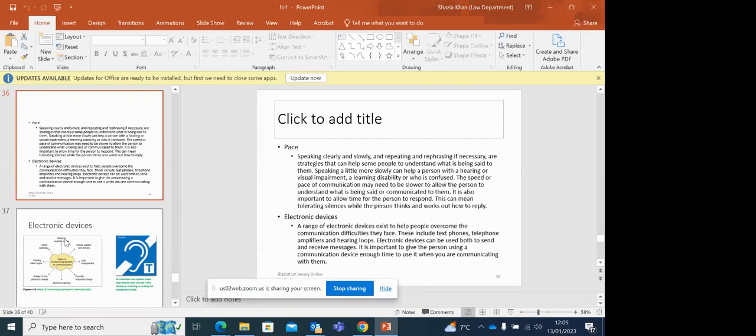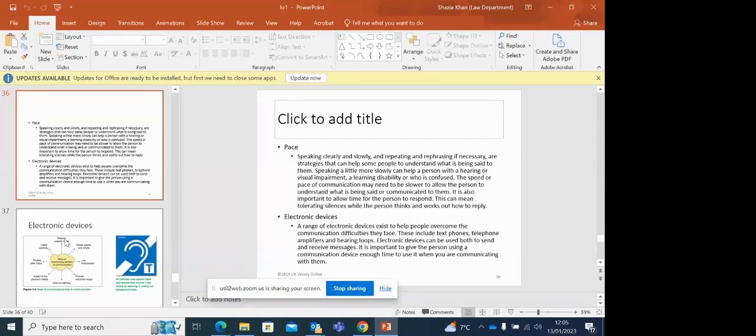Speaking clearly and repeating and rephrasing if necessary are strategies that can help some people to understand what is being said to them. Speaking a little more slowly can help a person with a hearing or visual impairment, a learning disability, or who is confused. The speed or the pace of the communication may need to be slower to allow the person to understand what is being said or communicated to them. It's also important to allow time for the person to respond. This can mean tolerating silences while the person thinks and works out how to reply.